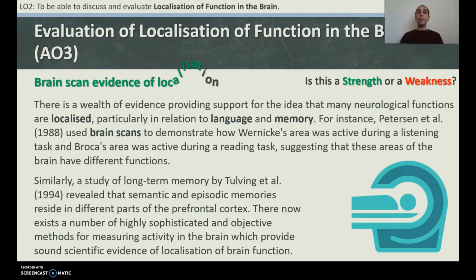This is a strength because it's evidence supporting the idea that localization of function is a thing. There's lots of evidence from brain scans that show, yeah, actually, if you give them an activity, it shows that a specific part of their brain was being activated, therefore, their brain activity is localized.